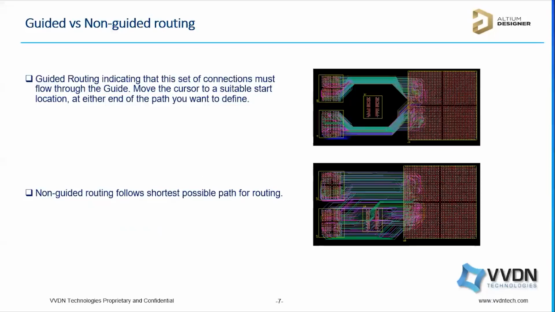Guided versus non-guided routing. Guided routing is nothing but you can give the path to routing. You can guide the routing. Guided routing indicates that the set of connections must flow through the guide. Move the cursor to a suitable start location. You can select start and end location for guided routing, and either end of the path you want to define. That means you can define the path in guided routing, and non-guided routing simply takes the shortest possible path for routing.